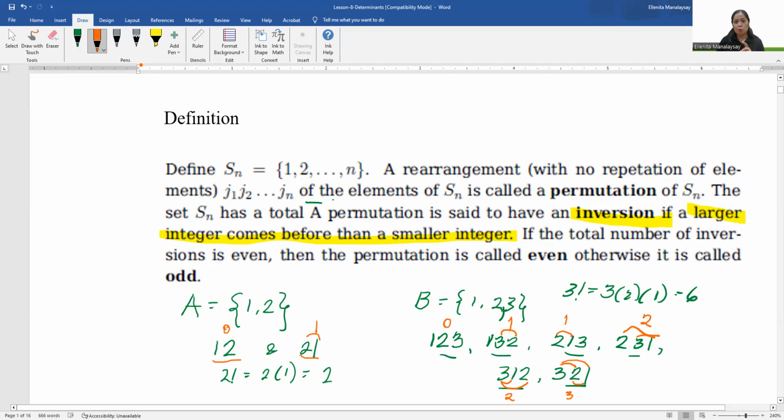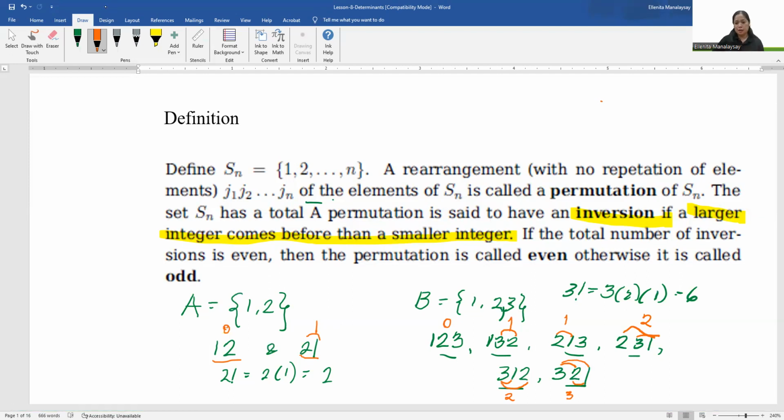Okay, for the next one, we have 2, 3, 1, okay, as well as 3, 1, 2. So 2, 3, 1 and 3, 1, 2 have two inversions. So we call this permutation to be even. While 3, 2, 1 having three inversions, so we call this arrangement to be an odd permutation.